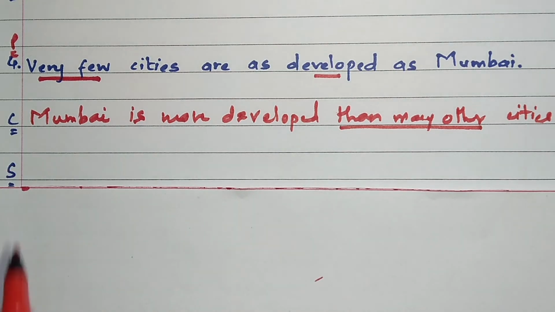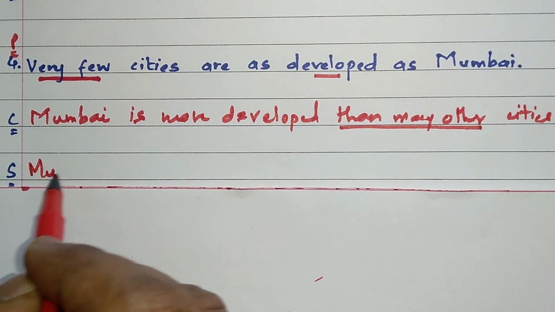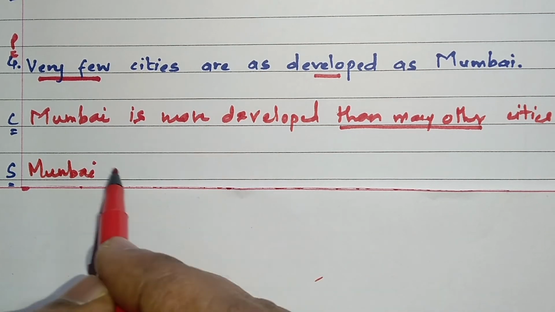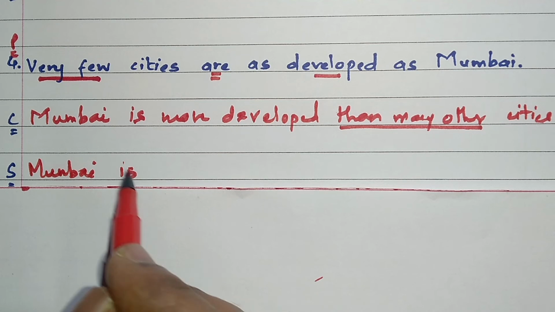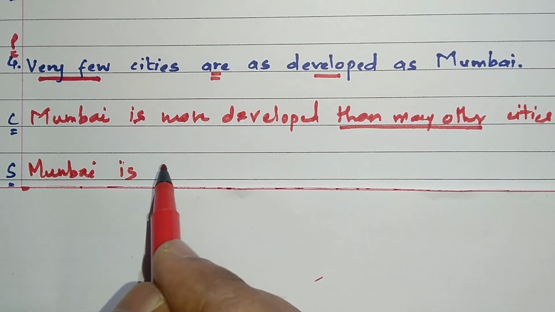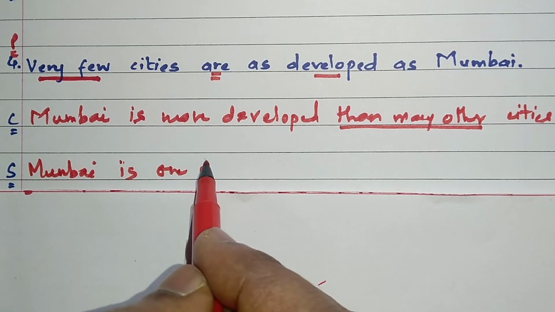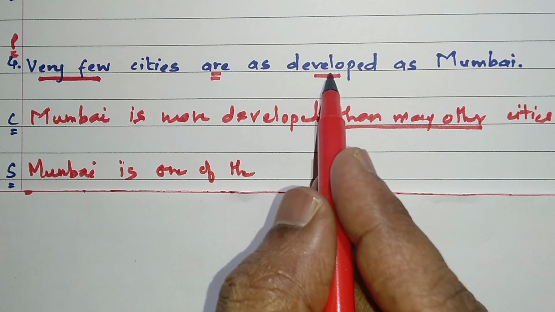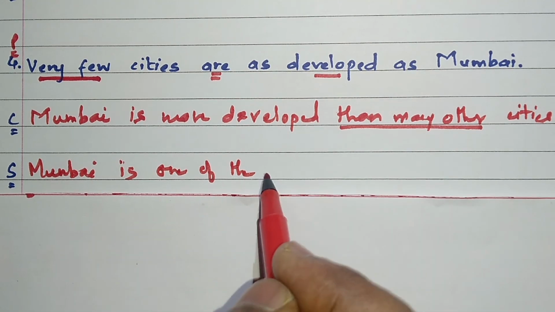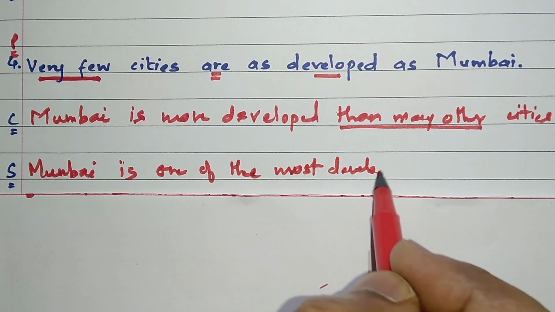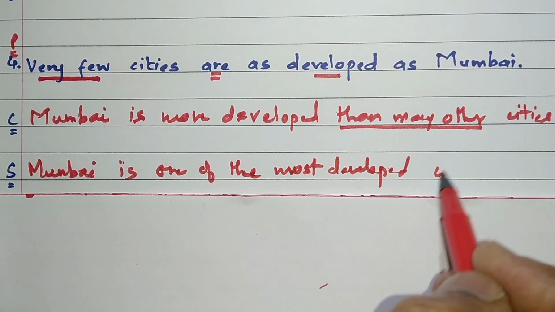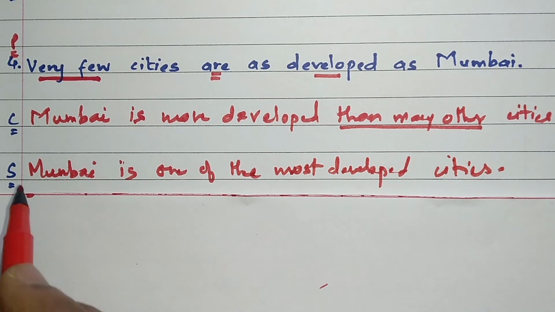Superlative degree, we will say Mumbai is. See, in the question there is are. So in our superlative degree, we have to use is. Mumbai is one of the, superlative degree of developed is most developed. So we'll say most developed, noun, that is cities. Mumbai is one of the most developed cities. That is the superlative degree sentence.